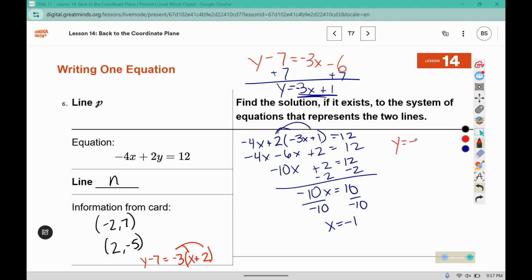Then we'll substitute that back into the equation to solve it for y. Negative 3 times negative 1 is positive 3. And 3 plus 1 is 4. So the coordinates here of our solution should be at the point (-1, 4).